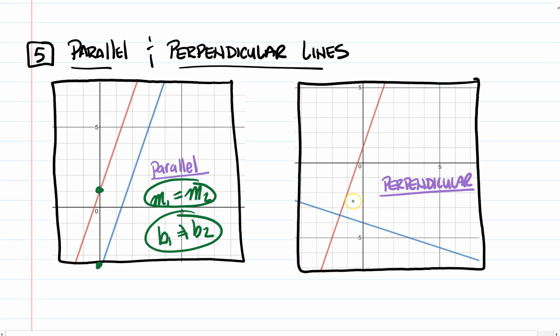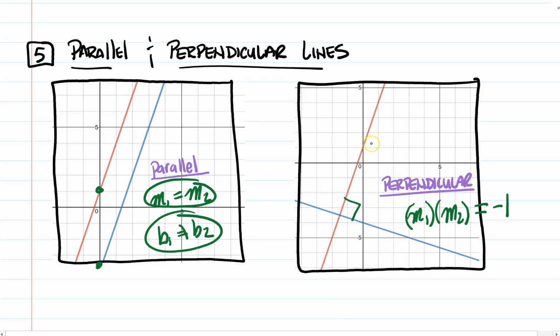Perpendicular lines, you'll notice that they meet, the whole point is that they meet at a right angle. And if you take the product of their slopes, the slope of m1 times the slope of the second line, it's going to equal -1. So the product of their two slopes has to be -1. The other way to think about this is that they are opposite reciprocals of each other.